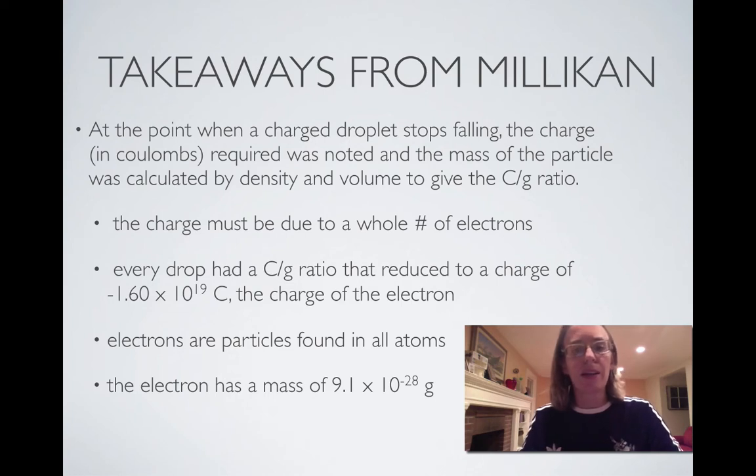every oil drop had a coulomb to gram ratio that reduced to a charge of 1.6 times 10 to the negative 19th coulombs. So that ended up being the measured value of the charge on an electron. And then, by using Thomson's ratio, we were able to determine fairly accurately at this point the mass of an electron.